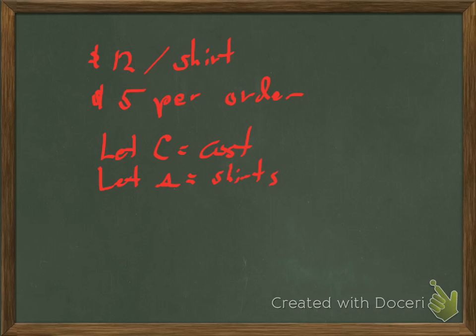But here's going to be the equation. We already figured this out when we were doing the 10 shirts. We're going to take $12 and multiply it times the number of shirts. So if I get 3 shirts, 3 times 12 would give me $36.